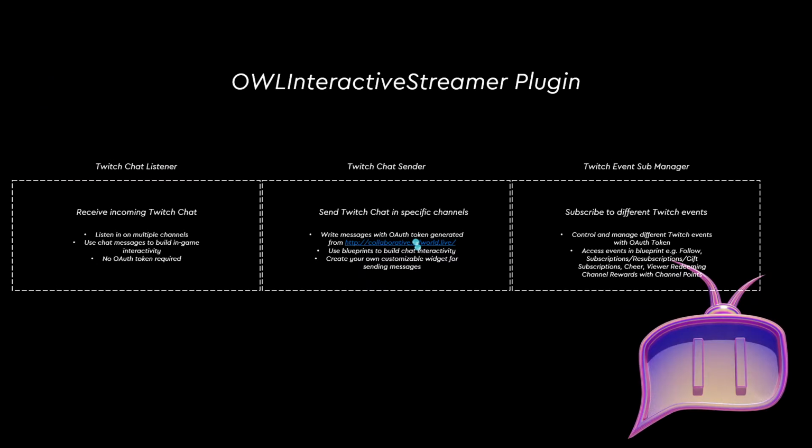And then again, we have the OWL interactive streamer, which allows us to listen in on multiple channels with the Twitch chat listener, but we also have the Twitch chat sender, that we can then use the OAuth token to write chat. So for example, if you're already streaming and you want to type into the chat and join the chat, then you can use the Twitch chat sender to send to a certain channel.